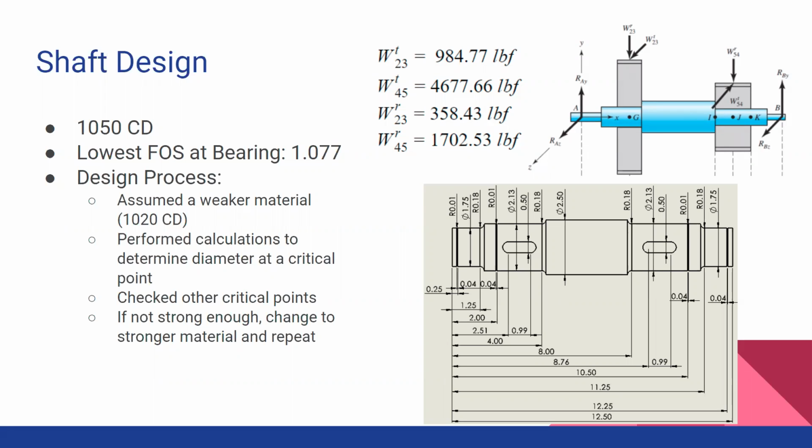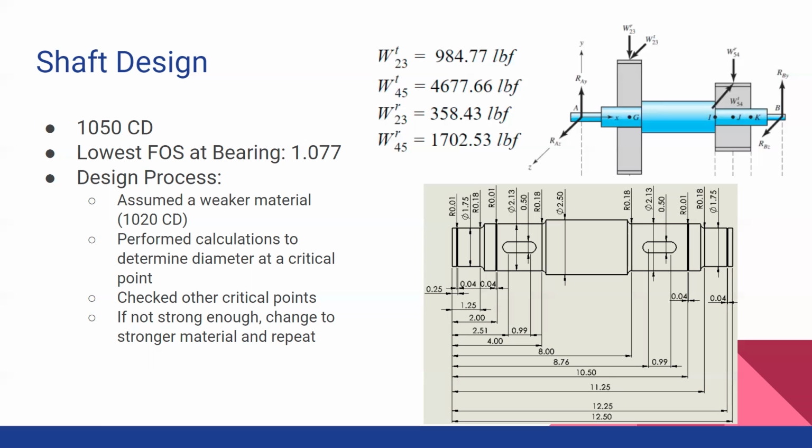We performed calculations to determine the diameter at a critical point, and we also made sure to check all the critical points throughout the shaft. And if the material is not strong enough, we will select a stronger material and continue the iteration until we find a material that can sufficiently withstand the stresses that are applied in the shaft.